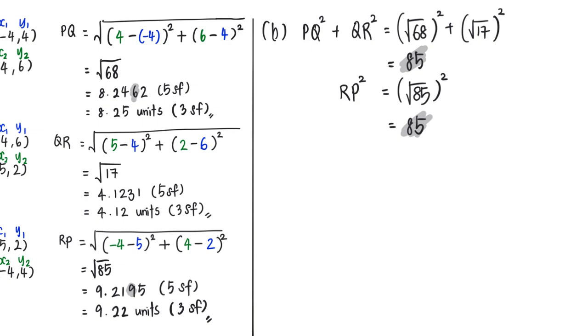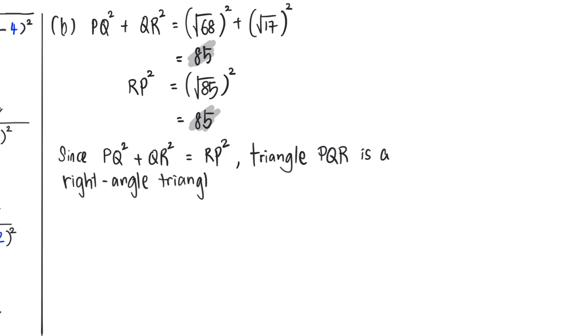And because they are the same, since PQ square plus QR square equals RP square, with the above working, we are able to conclude that this triangle PQR is a right angle triangle by the converse of Pythagoras theorem.